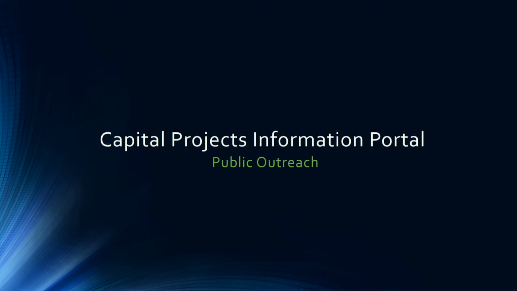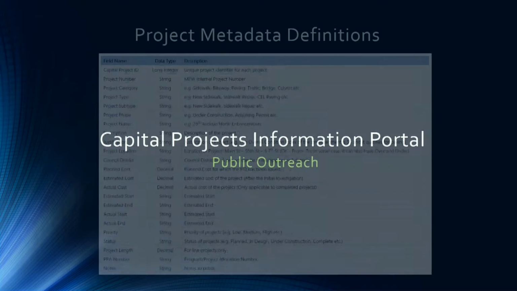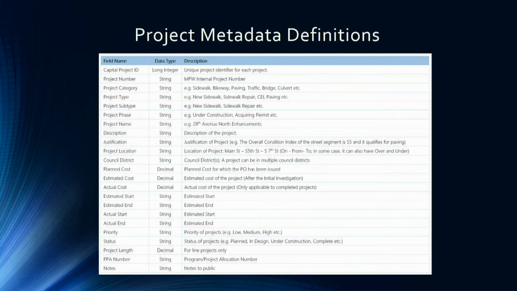Capital Projects Information Portal, this is the public viewer. That's to provide information to the public to view and for you all to view about projects. These are the project data fields that are in the actual public viewer, the open data portal. As you can see, there's project information. We also have location information, cost information, scheduling information in there, priority status, and project length. And so this is the information that you actually see in the actual public viewer, the data portal.